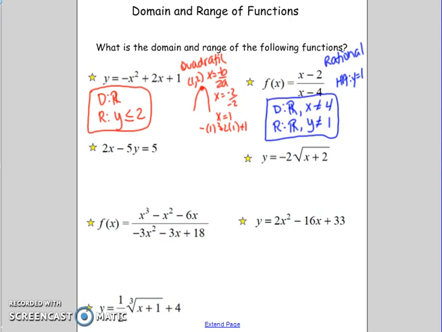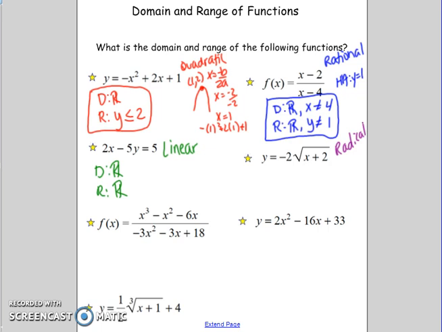And the next one underneath, you just have an x to the first power and you have a y. So this is a linear. And a linear is nice and easy because it's all real numbers for both. And now in the next one, this is a radical function. Radical. And it's a square root function.